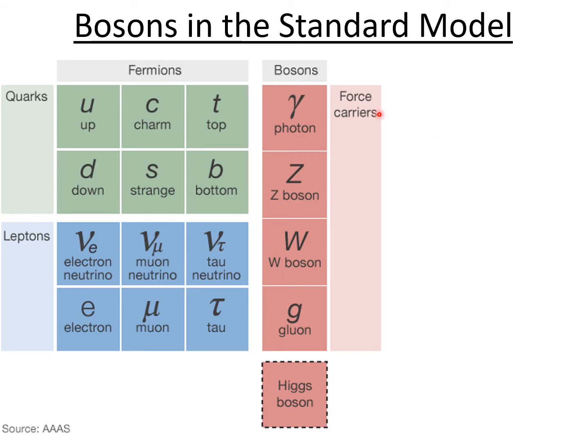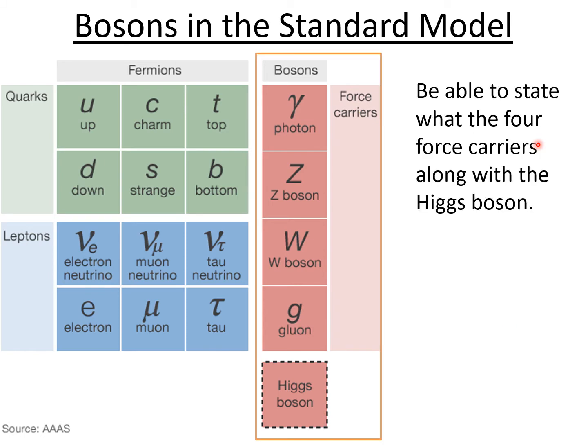So first of all, in the standard model, we have our fermions, which are made up of our quarks and our electrons, or I guess you could call these our hadrons. And remember, these are fundamental particles. And then we have our bosons, and there are five bosons: photons, a Z boson, a W boson, a gluon, and a Higgs boson. And these four here are called our force carriers. So you must be able to state what the four force carriers are along with the Higgs boson. I would make a note of this in your notes.